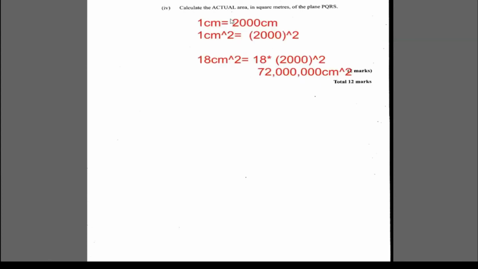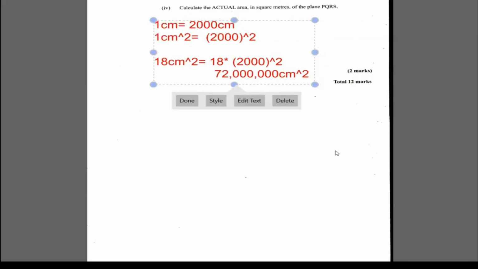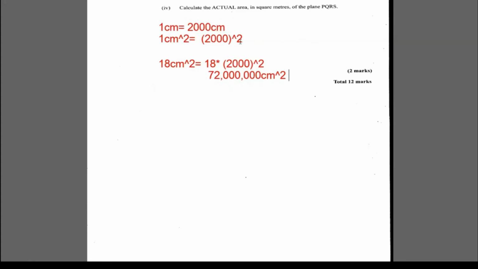Oh shoot, it wanted the area in square meters. My apologies, it would have been much better to convert this to meters. I didn't see that it said in square meters. So let's convert it. 1 centimeter goes to 2,000 centimeters. When you divide 2,000 centimeters by 100, that's 20 meters. So in reality, 1 centimeter goes to 20 meters. And so this can become 20 square.